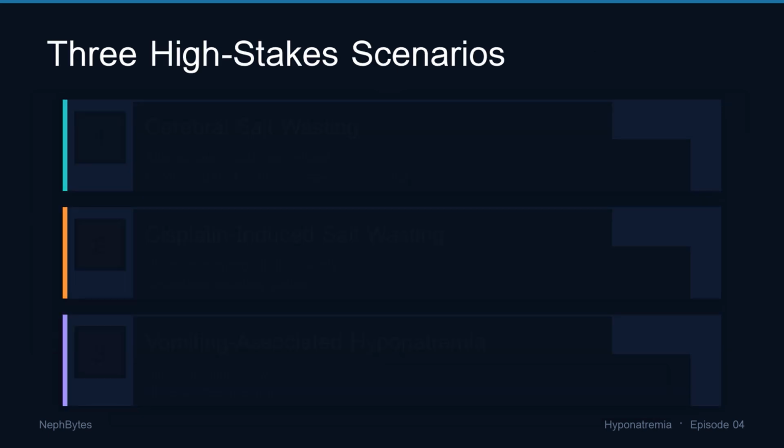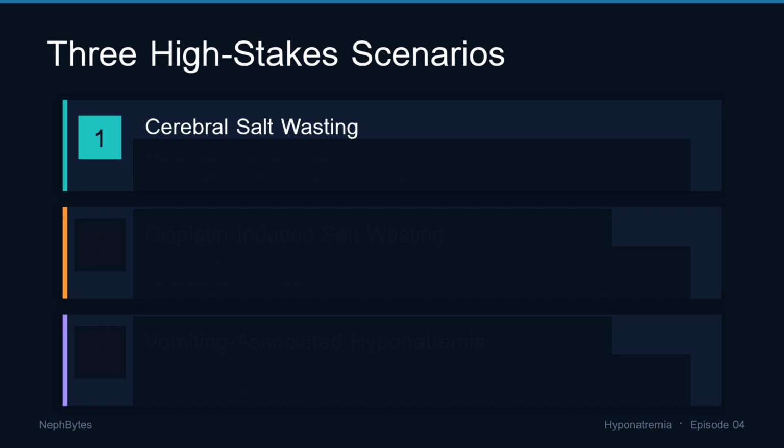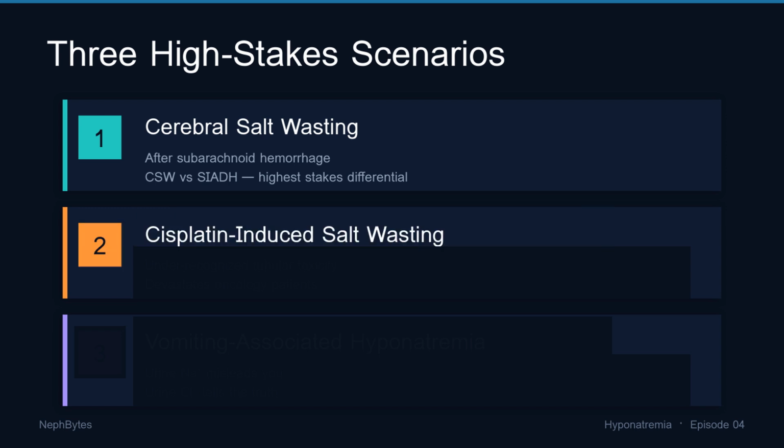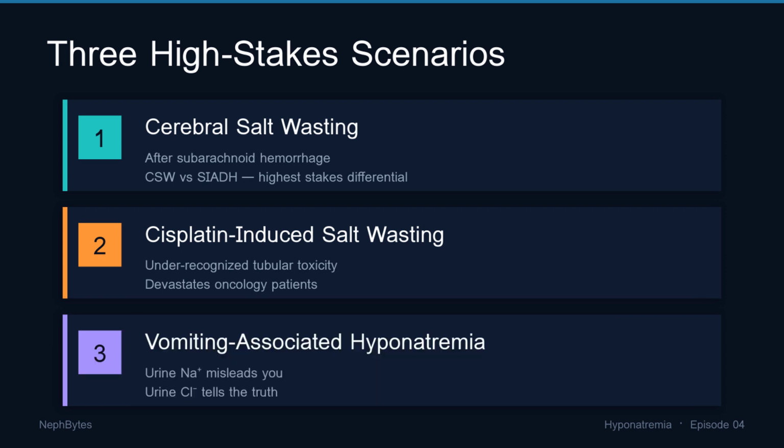Today we're covering 3 scenarios where this confusion most commonly causes harm. Cerebral salt wasting after subarachnoid hemorrhage, where distinguishing it from SIADH requires careful clinical detective work. Cisplatin-induced renal salt wasting, an under-recognized tubular toxicity that devastates oncology patients. And vomiting-associated hyponatremia, where the urine sodium will mislead you and the urine chloride will tell you the truth. Let's start with the hardest one.